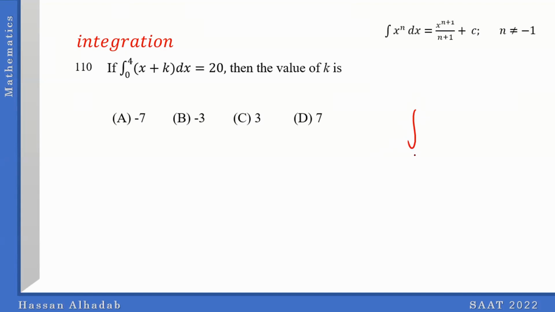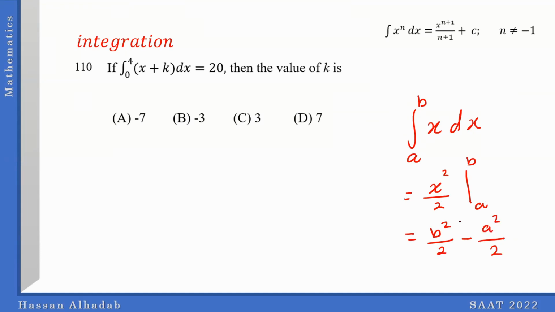If I want to do the integration from a to b, so let's say x dx, I integrate this function, which is x squared over 2, and then I plug in a and b. So this is going to be b squared over 2 minus a squared over 2. Make sense? So this is the bounded integration. You integrate what's inside, then you plug in the numbers: the top minus the bottom.